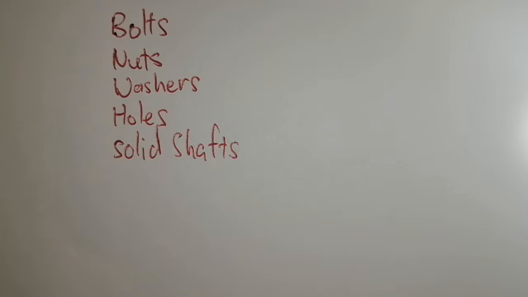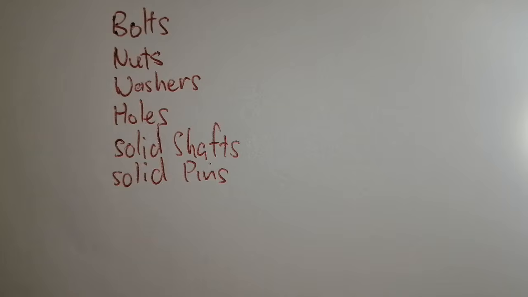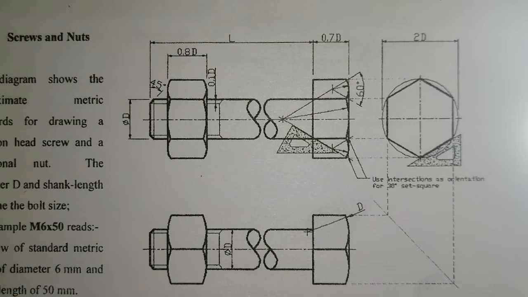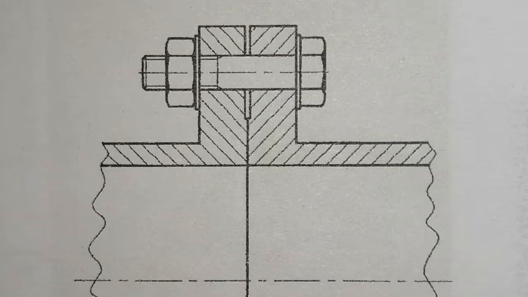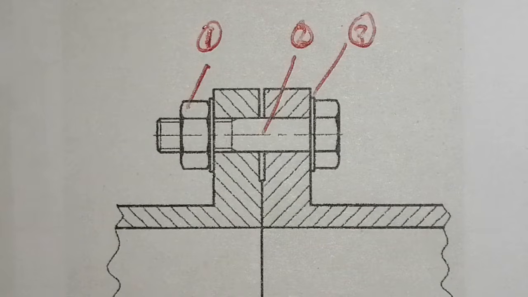Do not section the following: bolts, nuts, washers, holes, solid shafts, solid pins, and webs. Here are examples of some of the things that you should not section. There is a construction of a bolt and nut. It's always accompanied by a washer in most cases. In this assembly sectioning drawing, we have the bolt, washer, and nut not sectioned. It's indicated by numbers 1, 2, and 3.